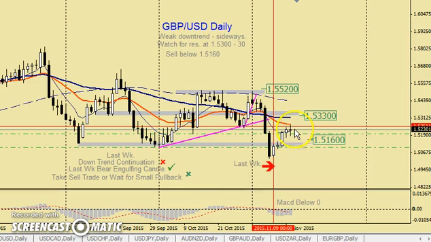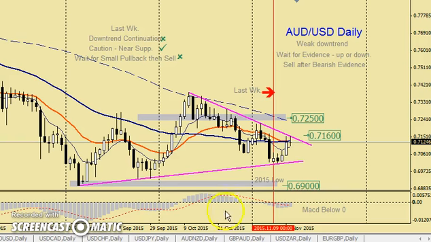It's just that it did retrace quite a bit, much more than some of the other currency pairs. You can see the MACD here is still below zero. Okay, now we get to the Australian USD.